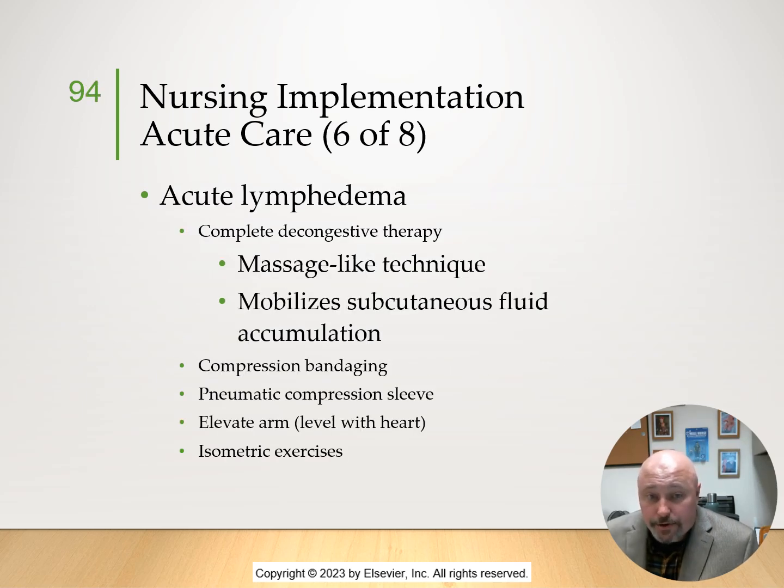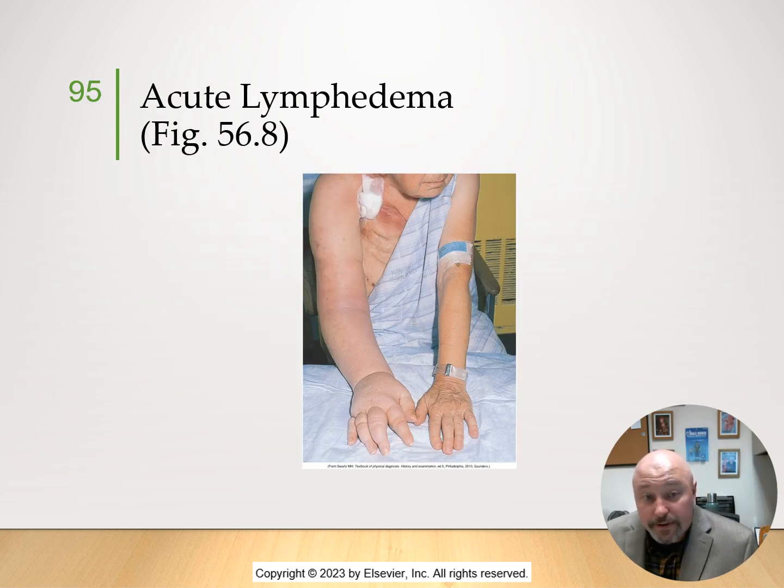Other strategies to reduce acute lymphedema include a massage-like technique to mobilize the subcutaneous fluid accumulation. Also consider compression bandagings, pneumatic compression sleeves, elevating the arm, and isometric exercises. Here in figure 56.8, we have a picture showing just how swollen that limb can become with acute lymphedema.